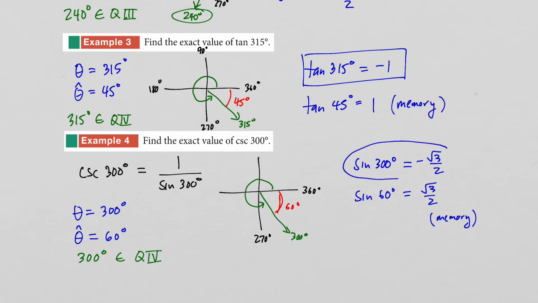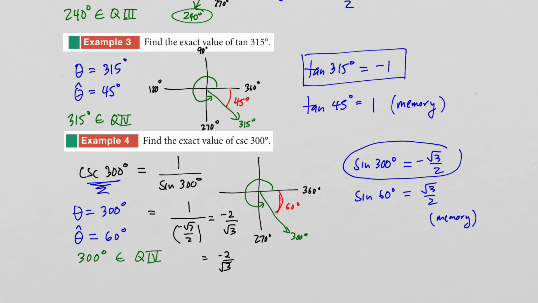Now, this isn't our answer, though, because remember, we're trying to find the cosecant of 300. And we said that it's equal to 1 divided by the sine of 300, and the sine of 300 is negative radical 3 over 2. And so this is going to be -2 over radical 3. And you can leave your answer like this if you want.